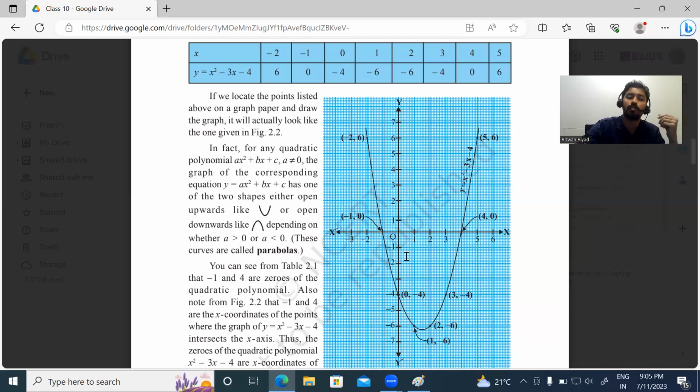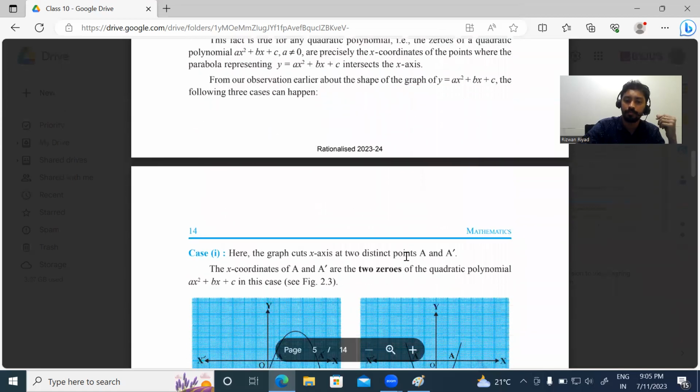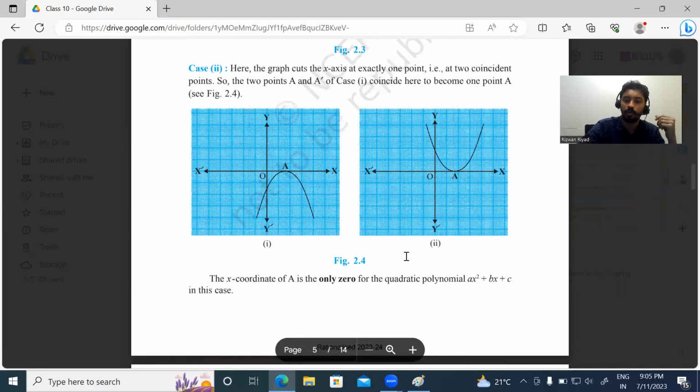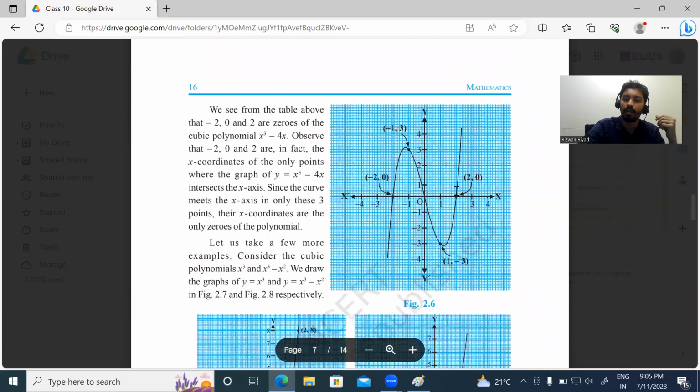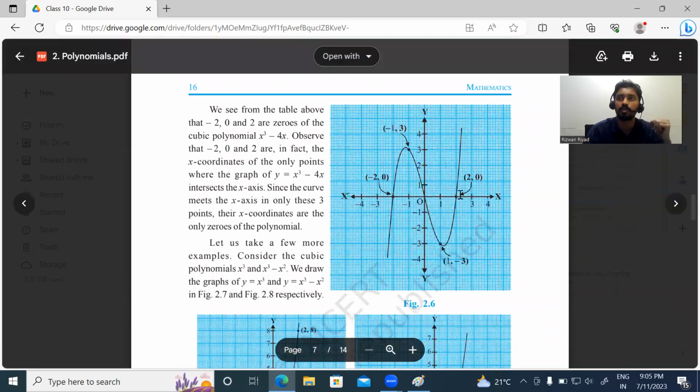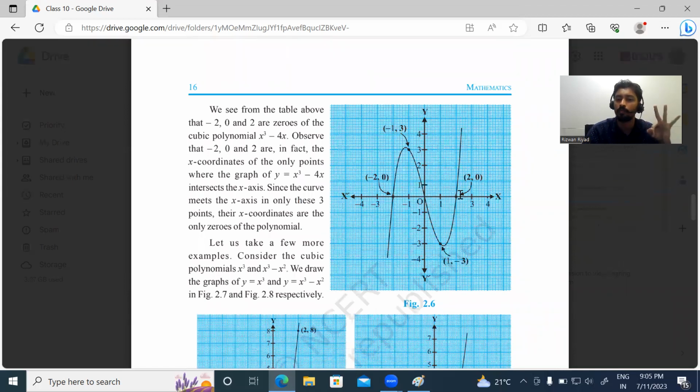So you can guess about the cubic polynomial. This is a graph of a cubic polynomial. 1, 2, 3. It is intersecting the x-axis at 3 points. And we know that for a cubic polynomial, the degree is equal to 3.